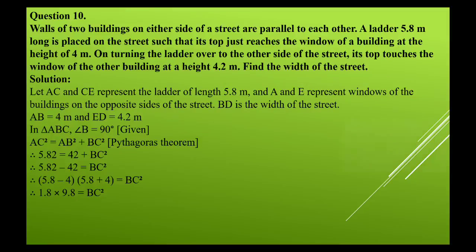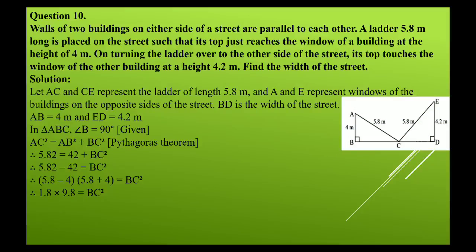So for that we have to draw a diagram here. Okay, so in that we have to assume a few things. We have to consider, let AC and CE represent the ladder of length 5.8 meter and AE represent the window of the building on the opposite side of the street. BD is the width of the street. AB is equal to 4 meter and ED is equal to 4.2 meter.